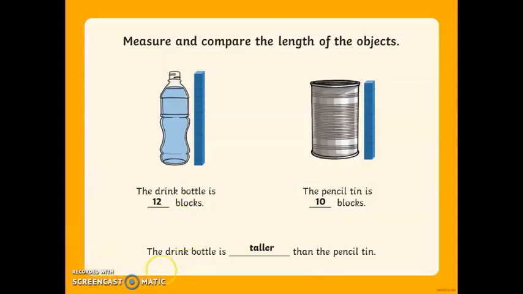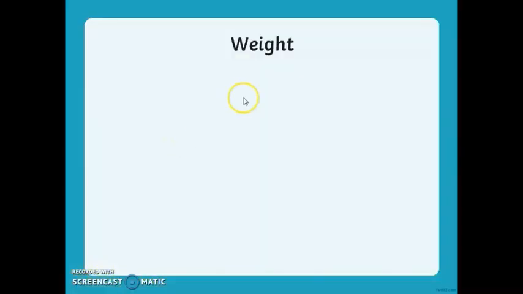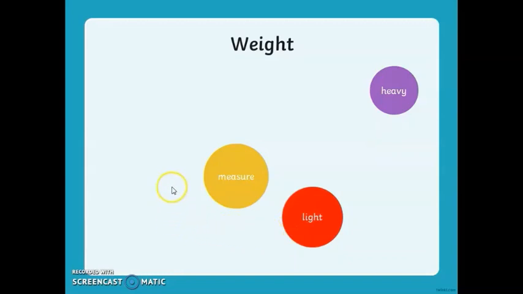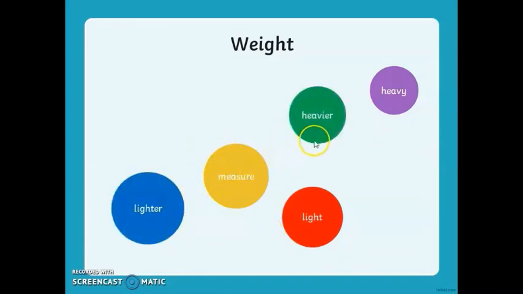Now moving on to our next activity, we have weight. In weight, dear students, we measure the objects: which one is heavy and which one is light. Then we compare, out of two objects, which one is lighter and which one is heavier, or whether both the objects are the same in weight. Let us do further activities for the recall of this topic.